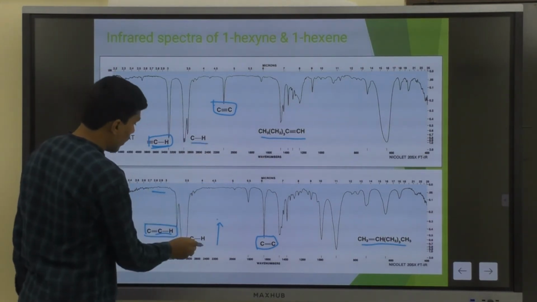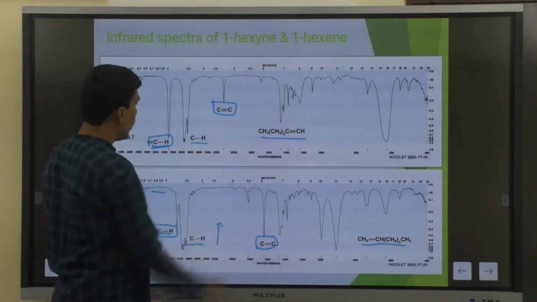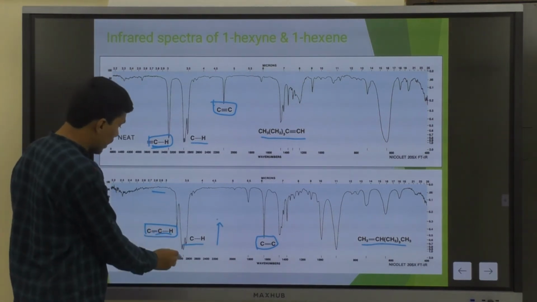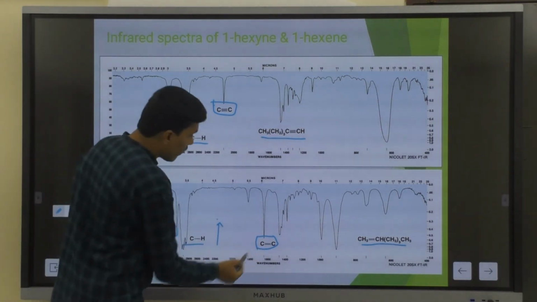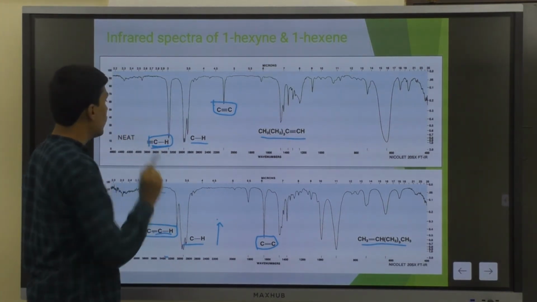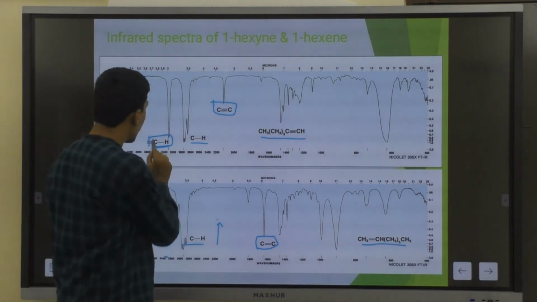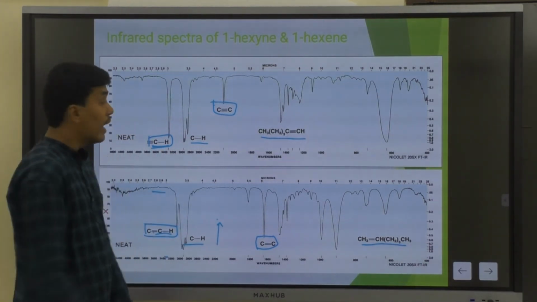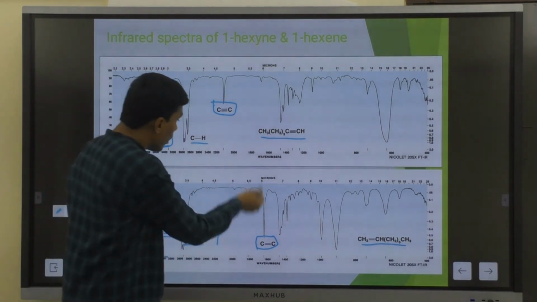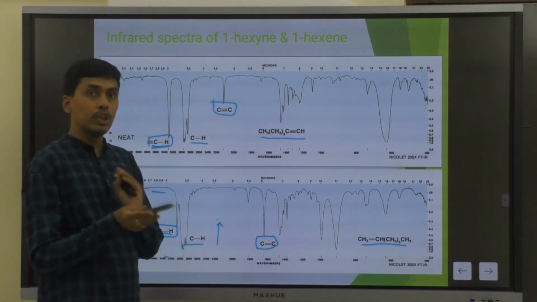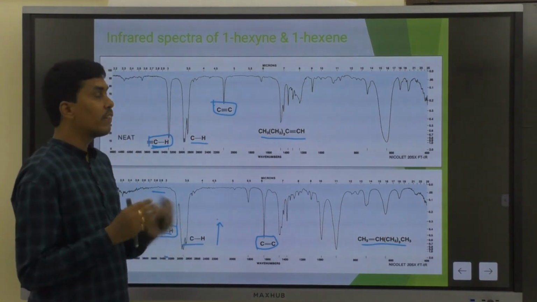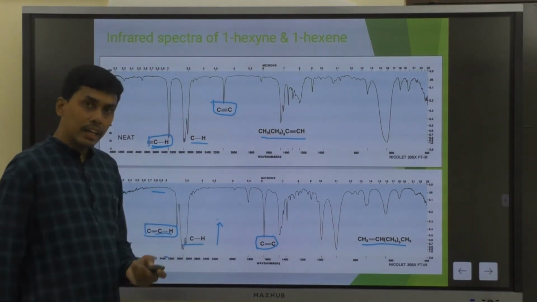This CH we will see in both compounds, single bond CH, sp3 CH, whereas double bond CH will appear at 3000 and C double bond C at 1600 centimeter inverse, whereas triple bond CH will appear at 3300 centimeter inverse and C triple bond C at 2200. Like this, we can easily distinguish two organic molecules having two different functional groups by IR spectroscopy.